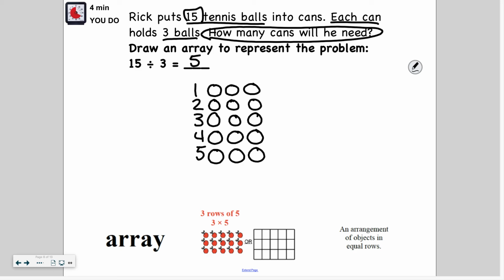Also, I hope you noticed this array here is very similar to this one. This array on the bottom represents 3 times 5. This array would represent the opposite, or the 5 times 3. While they both equal 15, the arrays are not the same. It's like one was tilted on its side. Because in this case, we have 5 rows of 3, and in the array on the bottom, we have 3 rows of 5. And that is why we use this top array to represent 15 divided by 3, because we knew the size of each group, but we didn't know how many groups that would make.